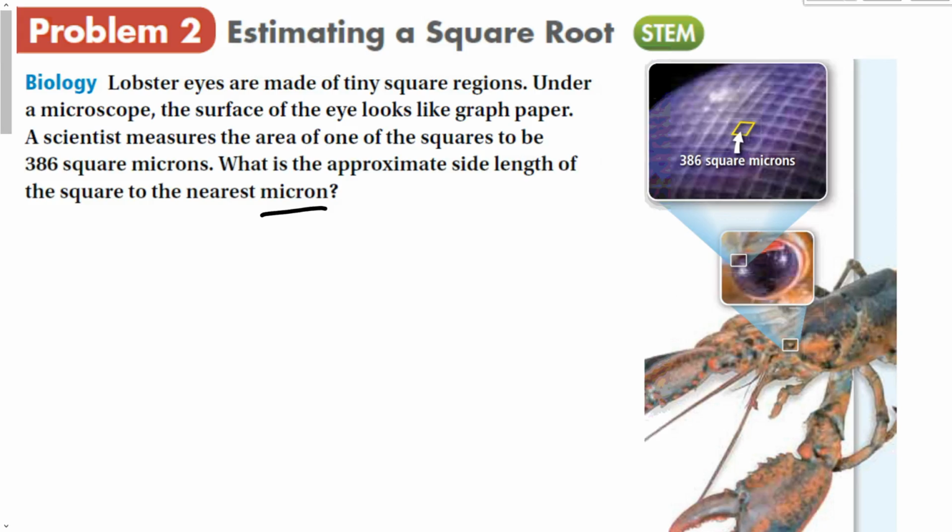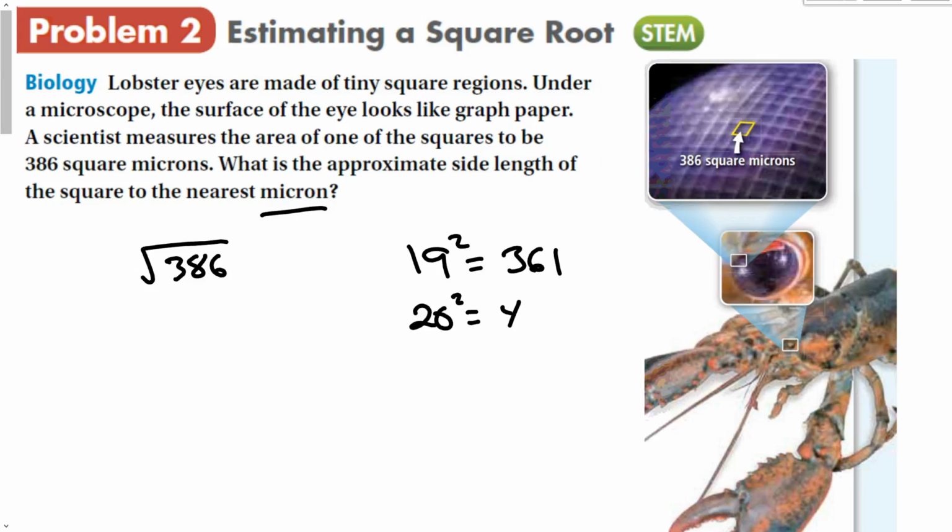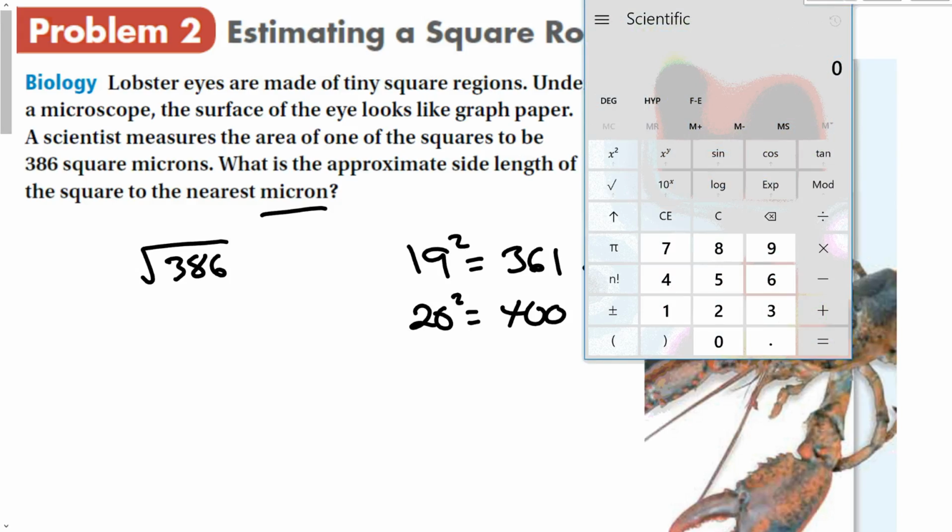But what we do need to know is we want to find what times what gives me 386. So we want to take the square root of 386. Well, off the top of my head, I cannot figure that out. I could try to guess that 19 squared is going to be 361. 20 squared is 400. So I can see that it's going to be somewhere in there. The best way to do it is to use a calculator.